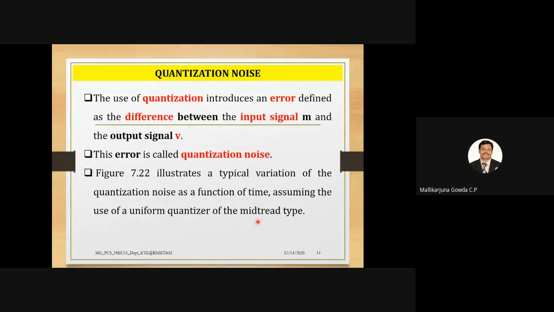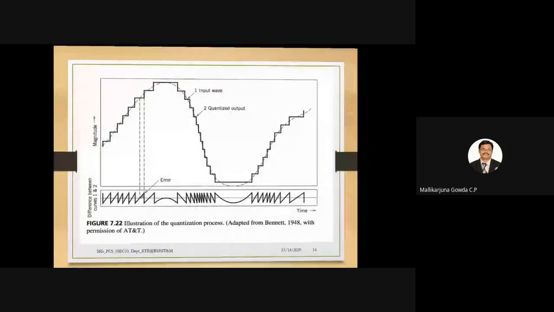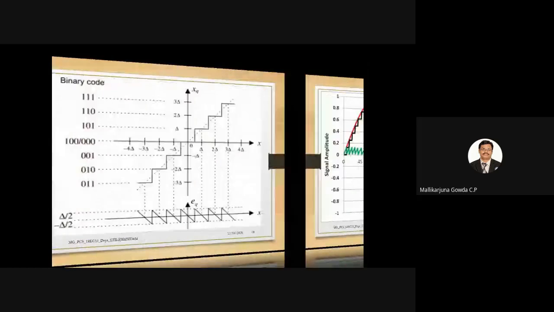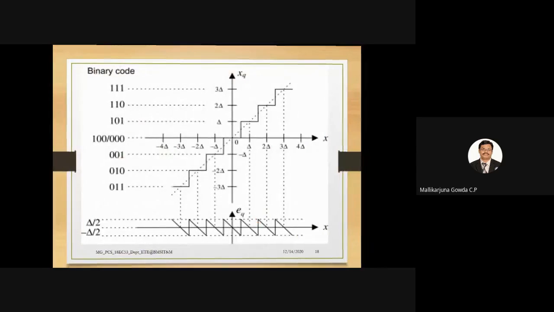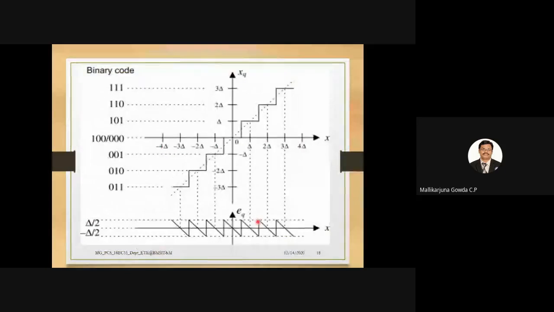So the use of quantization introduces an error, defined as the difference between the input signal and the output signal. Why do we say the quantization process introduces error? Because we are rounding off to the nearest level. I will go back, with respect to this diagram only, I think I have it in a different slide.